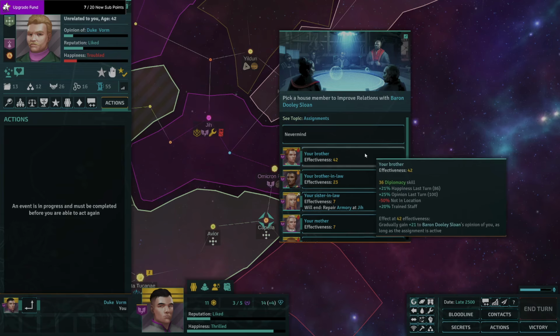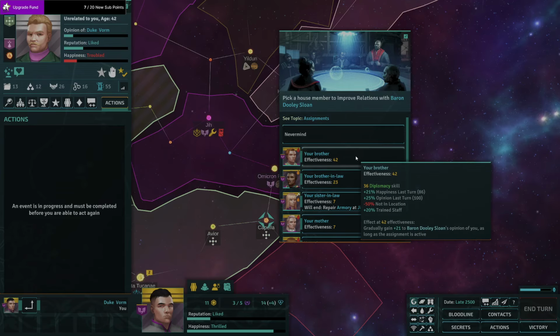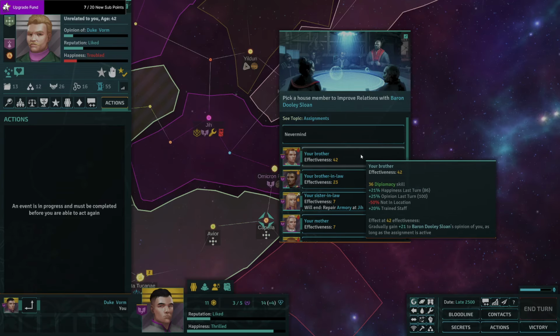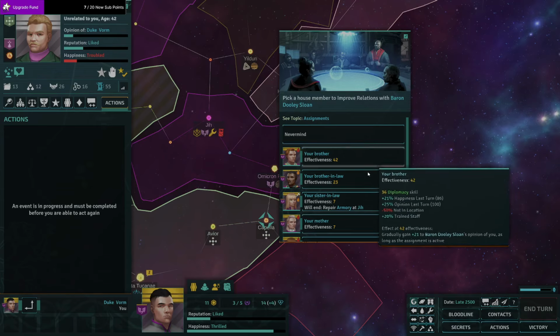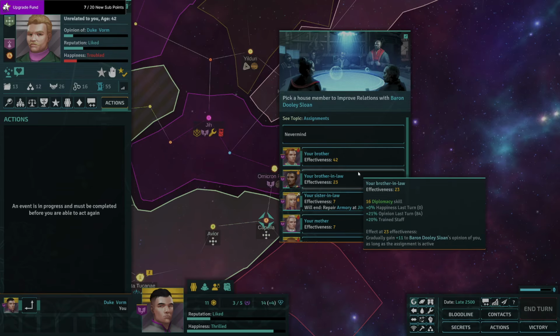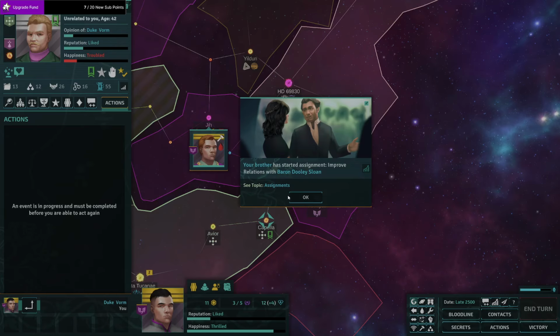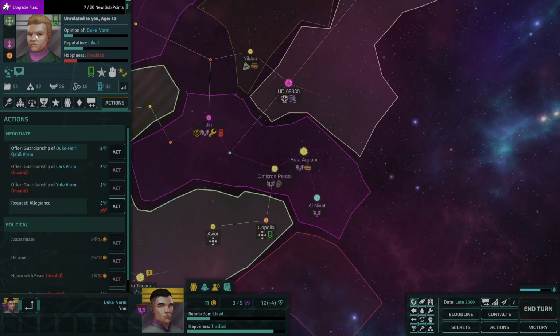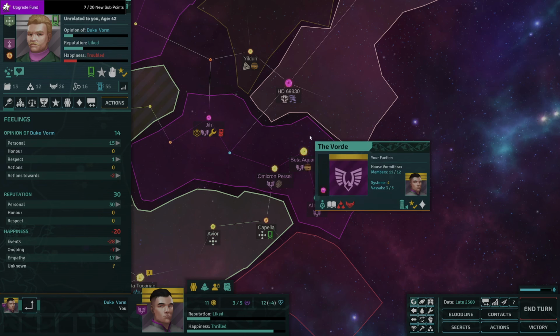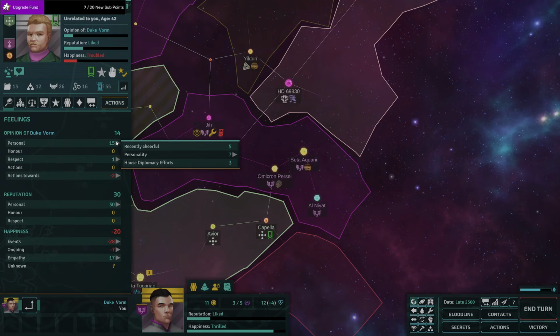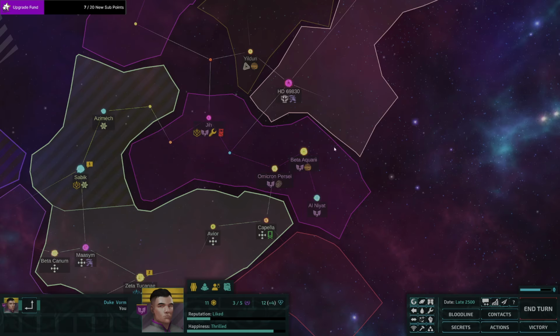And who are we going to send? If we send my brother, he's going to have to do it remotely. And you'll note in the pop-up there in red, it shows -50%, not in location. So yeah, I don't think I really have a choice. He's not too good at it, and I don't want to send somebody out of the faction space currently. So we'll just go ahead and take the 50% negative. All right, Baron Dooley. Opinion of Duke Vorm. So we'll check that again later.